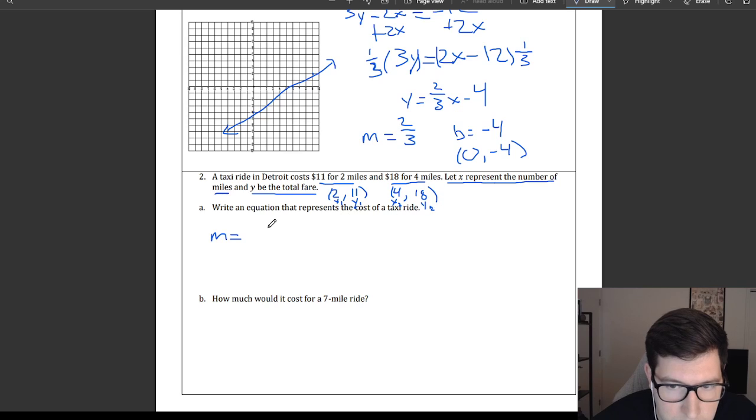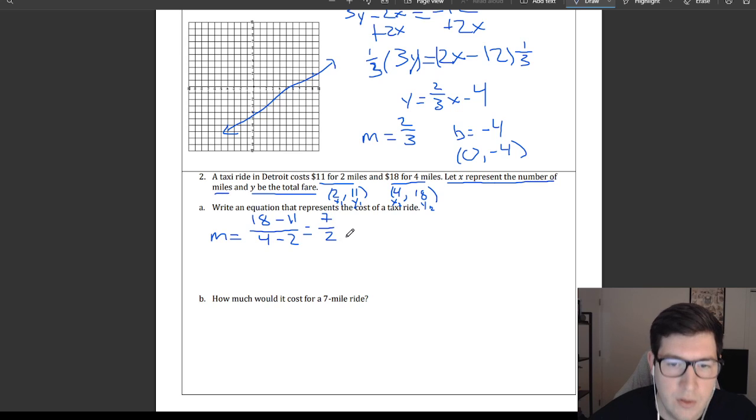That should be a 2. We're going to have 18 minus 11 over 4 minus 2. This is going to give us 7 over 2. Now, as we know, there's unfortunately no nice way to reduce this. This is just going to have to stay as is. But now we have a couple options.